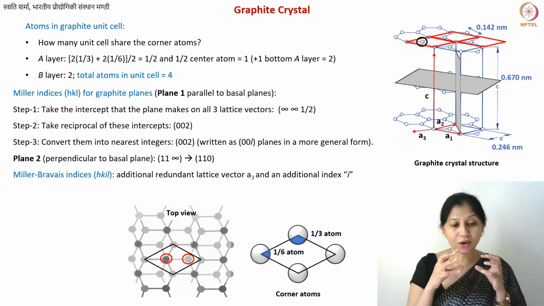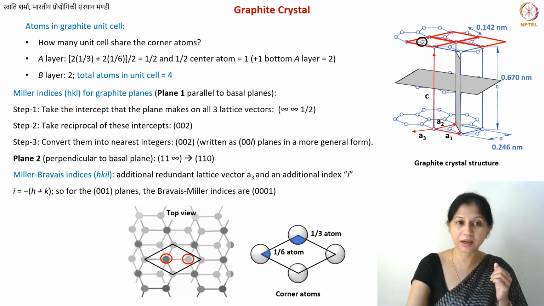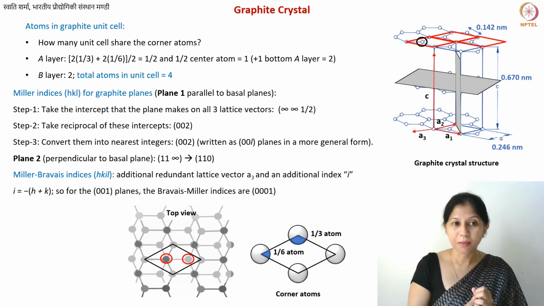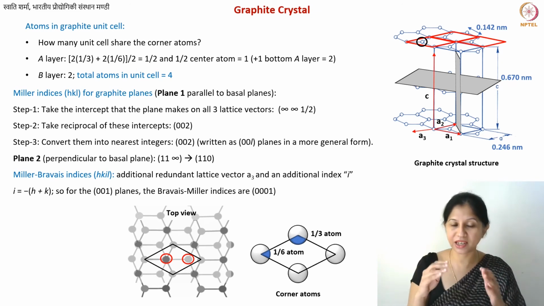And now you also have this additional index which is known as I. Why do we call it redundant? Because you can actually obtain it by adding H and K and then having a minus sign. So minus (H plus K) equals your I. So for example, for the 001 planes, you will have the Bravais-Miller indices as 0001, because when you add H plus K, in this case all of it is 0.